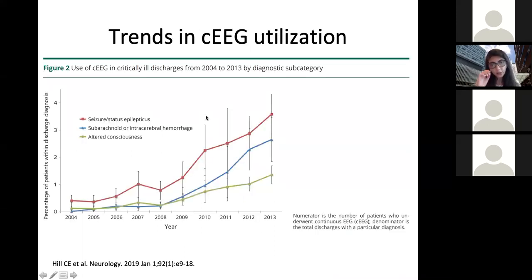So to begin with, this is just an overview of EEG utilization over the last decade or so, which has seen a significant increase in EEG utilization in acute brain injury and critically ill patients for the primary indications of seizure detection, monitoring depth of sedation, as well as prognostication. And this increase is not only within the US, but global trends have also seen an increase in EEG utilization.